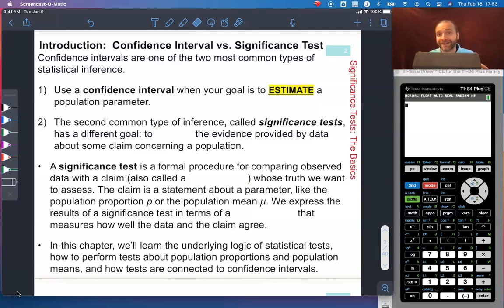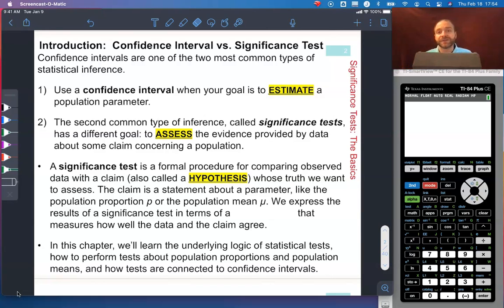The reason why that's important is because it's a different goal for significance tests. Its goal is to assess the evidence provided by data about some claim concerning a population. So it's a formal procedure for comparing observed data with a claim whose truth we want to assess. And that claim is called a hypothesis. So there's some claim about a parameter that we're collecting data that we want to assess. And that claim could be about mu, could be about p.